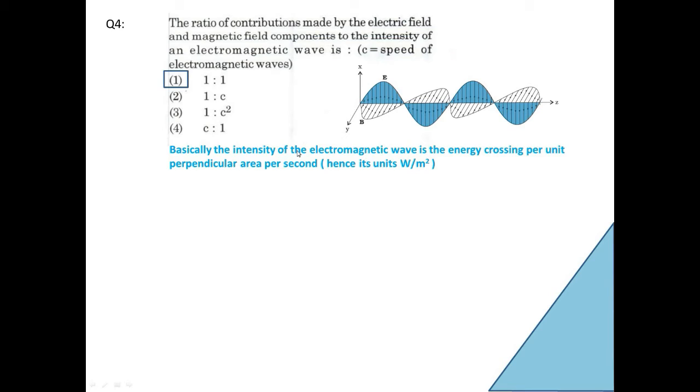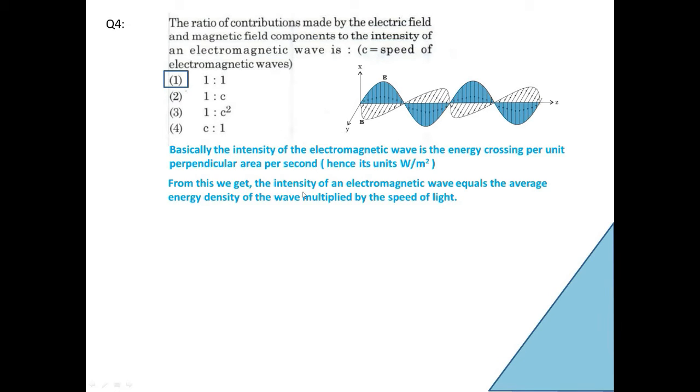Now intensity basically means energy crossing per unit perpendicular area per second. That is why the SI unit of intensity is watt per meter squared. Energy per unit perpendicular area, so meter square in the denominator, but per second, energy per second is watt, so watt per meter squared is the unit of intensity. But since an electromagnetic wave is given, you have to consider the electric field and the magnetic field.